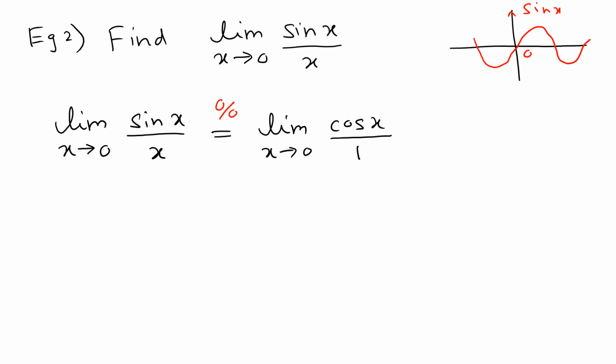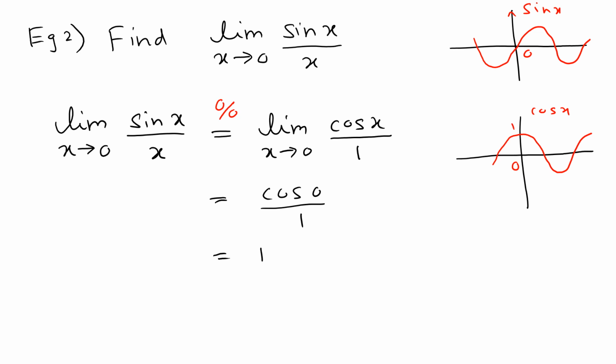Now we check whether this limit exists, and if you look at the cosine graph, it starts at 1 and then goes down like that. That's the cosine graph. This is cosine x, and you can see at 0 it is 1. So it's cosine 0 over 1, which is 1 over 1, which is 1. So you get the answer 1. This is how you prove that the limit of sin x over x equals 1 using a non-geometric argument. Okay.